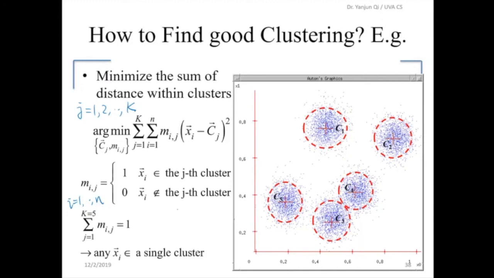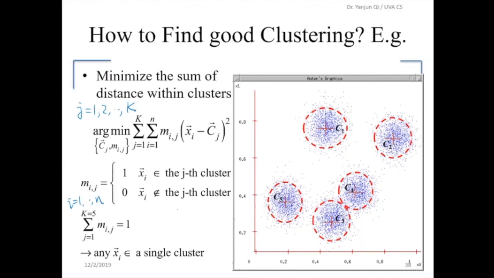Now, I need to represent the center, so let me use notation C to represent each center. The distance is each xi minus the center, and then take the quadratic. In this case, it's just the Euclidean distance. And then there's an indicator function called Mij that you need to introduce.